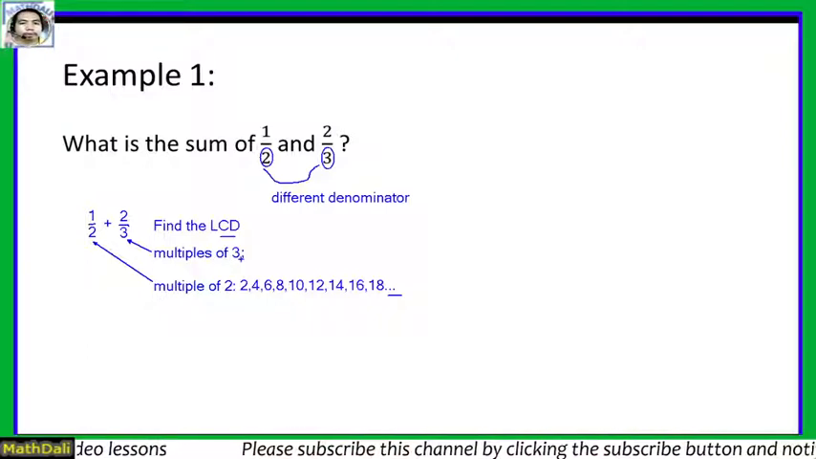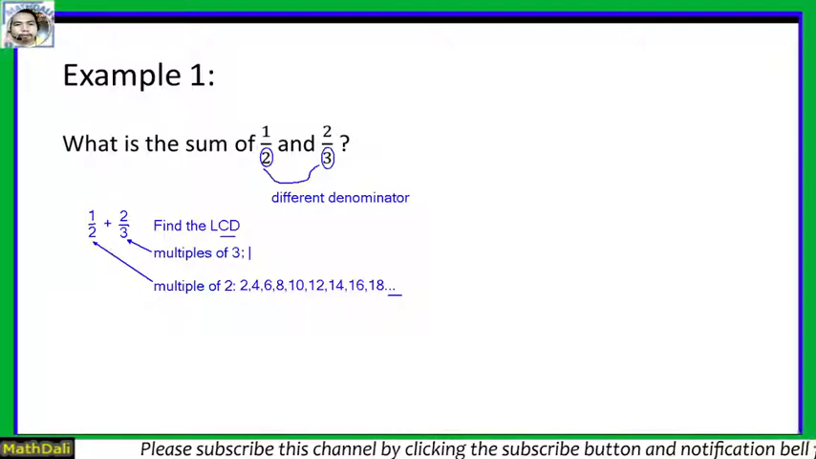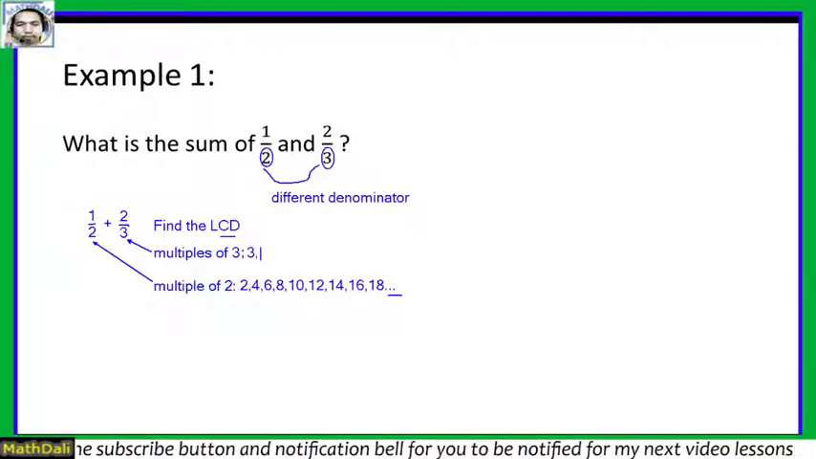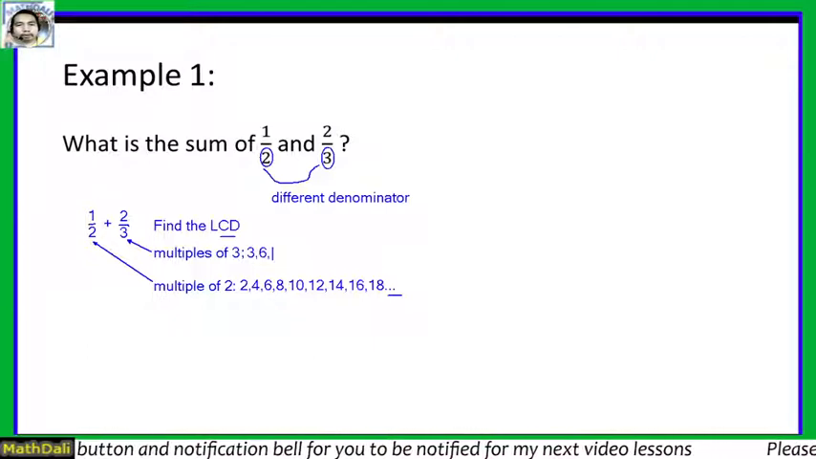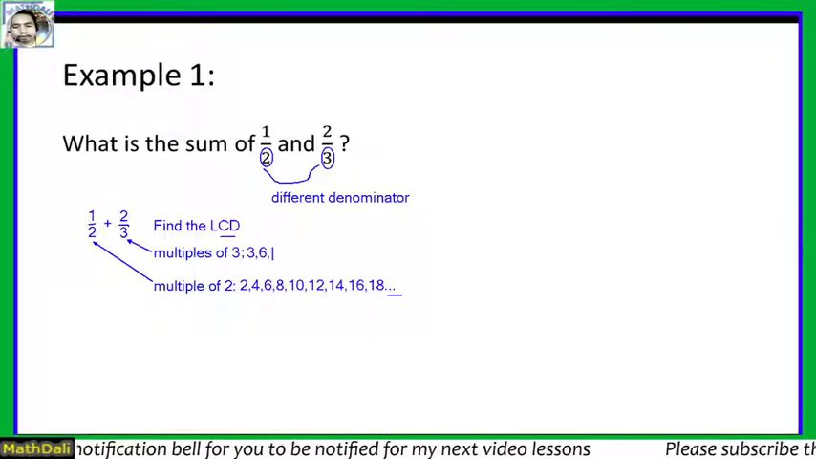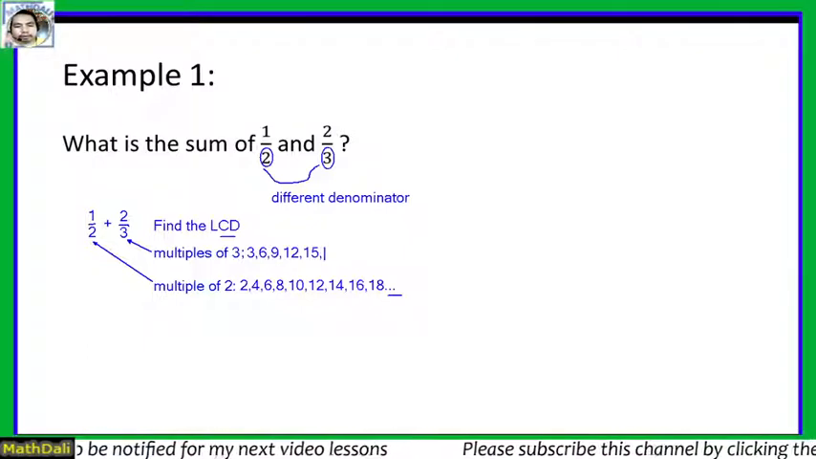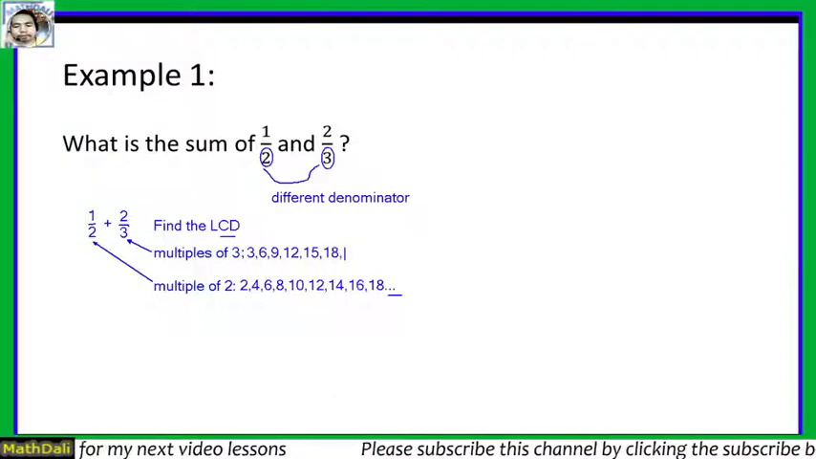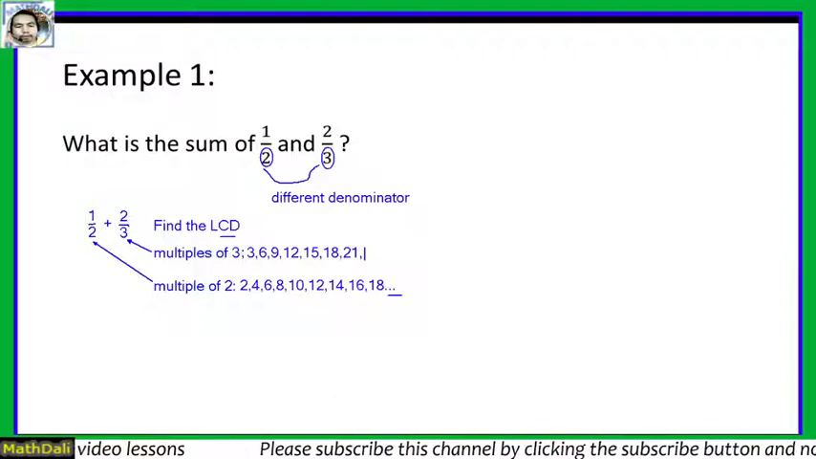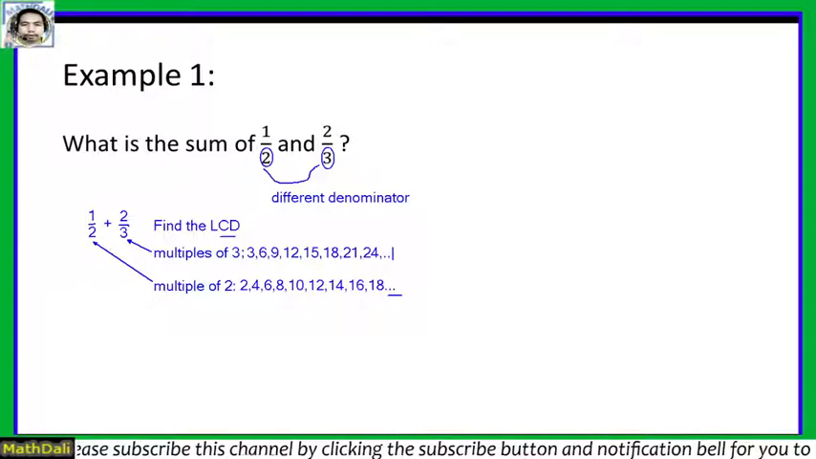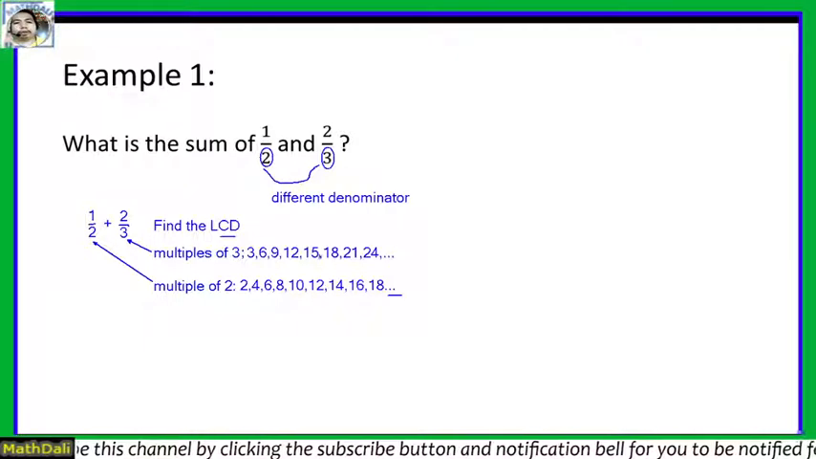Then let us have the multiple of 3. Consider natin dito, i-multiply din natin yung 3 sa ating counting numbers. So 3 times 1, that is 3. 3 times 2, that is 6. 3 times 3, that is 9. 3 times 4, that is 12. 3 times 5, that is 15. 3 times 6, that is 18. 3 times 7, that is 21. 3 times 8, that is 24. And so on and so forth. Actually, marami din tayong multiple ng 3.